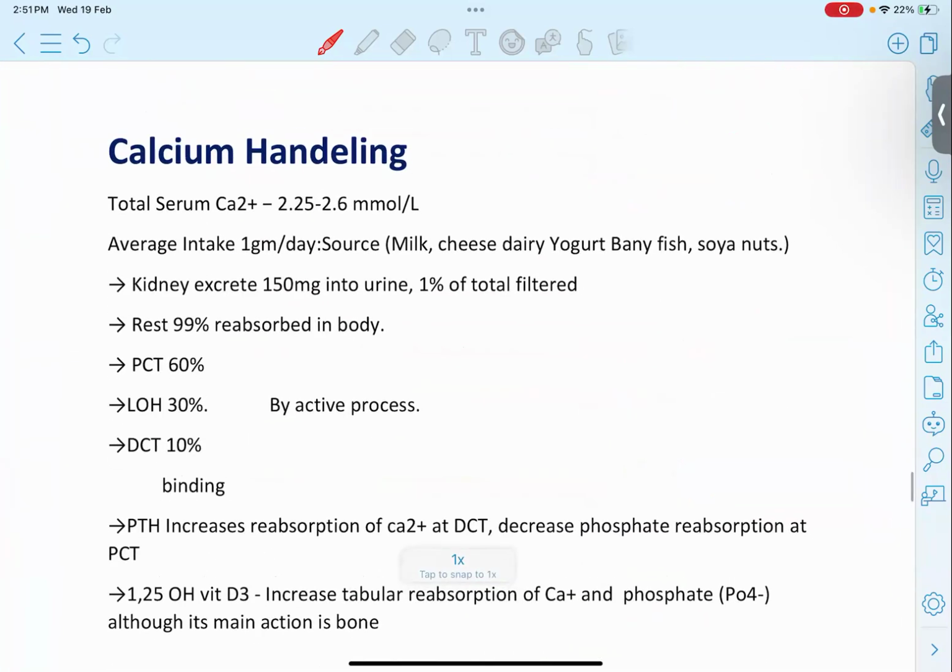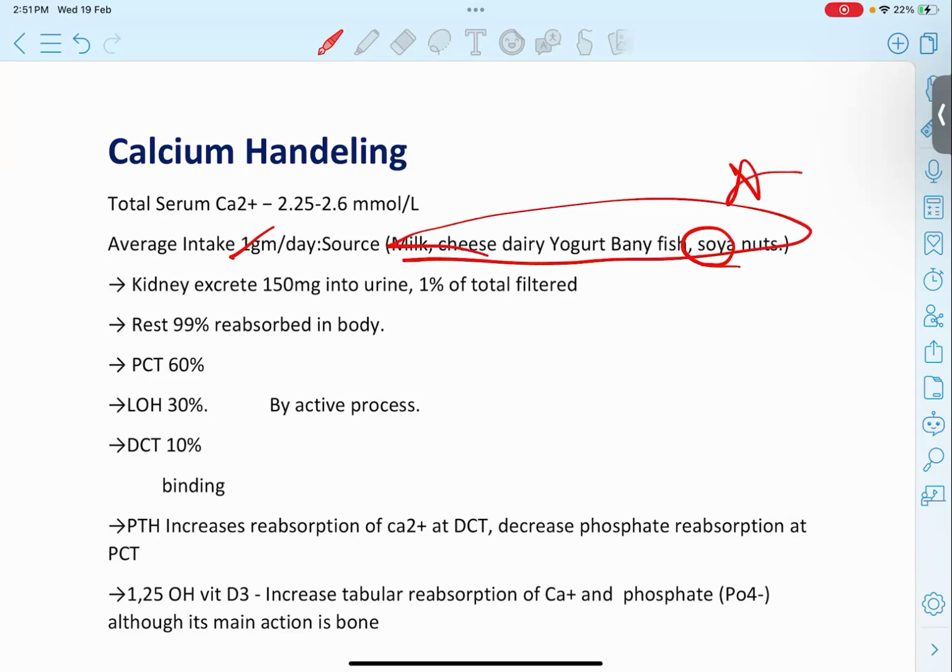Next is calcium handling. Total serum calcium in our body is 2.25 to 2.6 millimole per liter. Average intake is 1 gram per day, and sources are milk, cheese, dairy, yogurt, fish, soya, and nuts. This was a past recall; maybe they asked for soya. Next, the kidney excretes 150 milligrams into the urine, and 1% of the total is filtered.